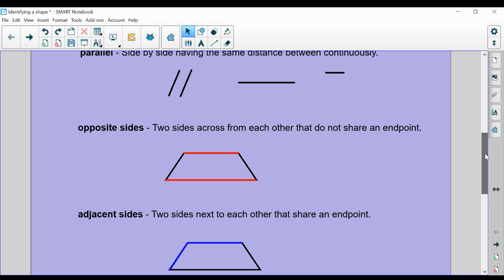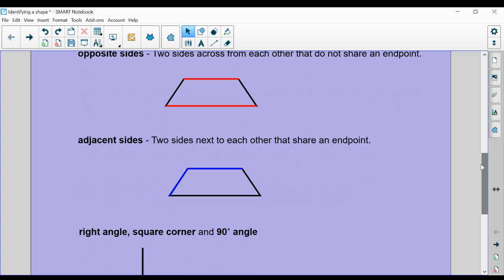Opposite sides is a term that you need to understand. It just means on a quadrilateral, the sides that are directly across from each other, like these red sides, and then these two black sides are opposite sides. Adjacent sides means sides that are right next to each other, sharing the same endpoint. So this side is adjacent to this side.